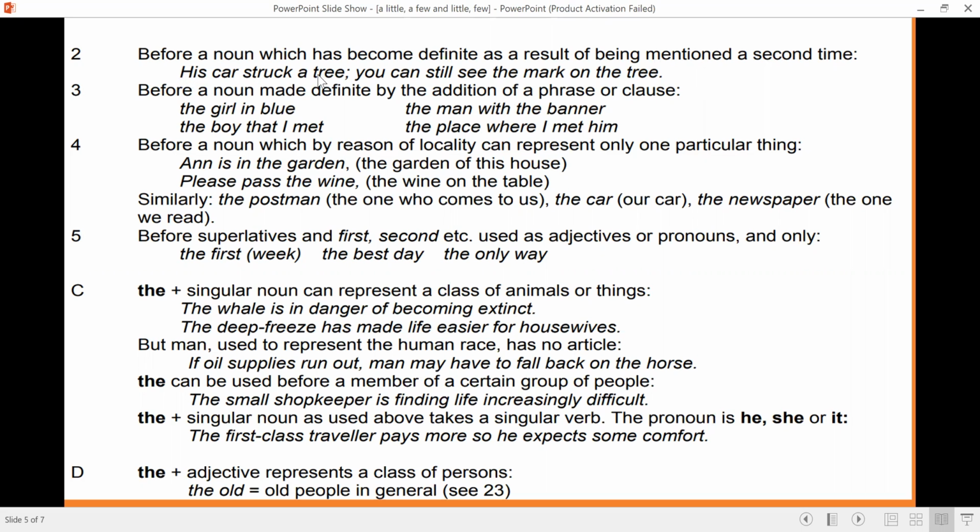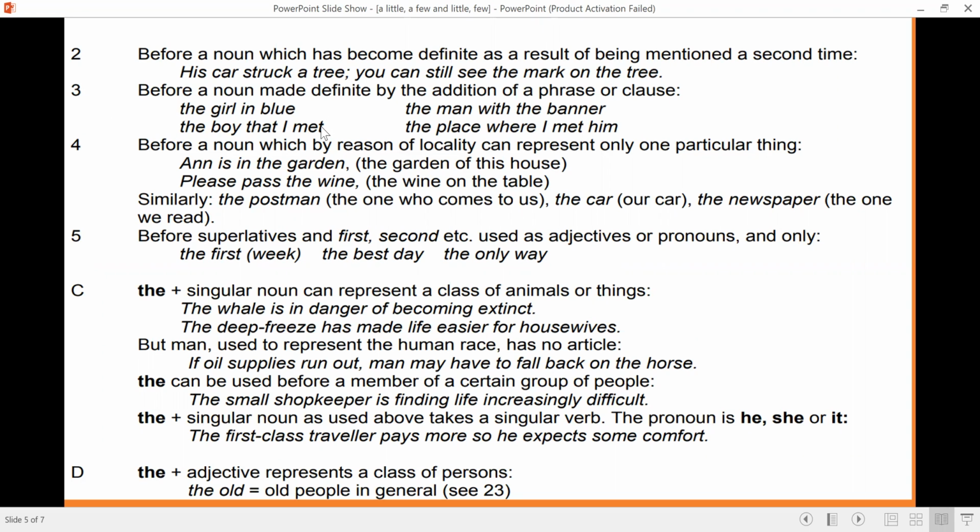His car struck a tree. Here we have already used tree once. His car struck a tree. You can still see the mark on the tree. All right. When you are using tree again in the same sentence, you are making it definite, so you will use the before it.